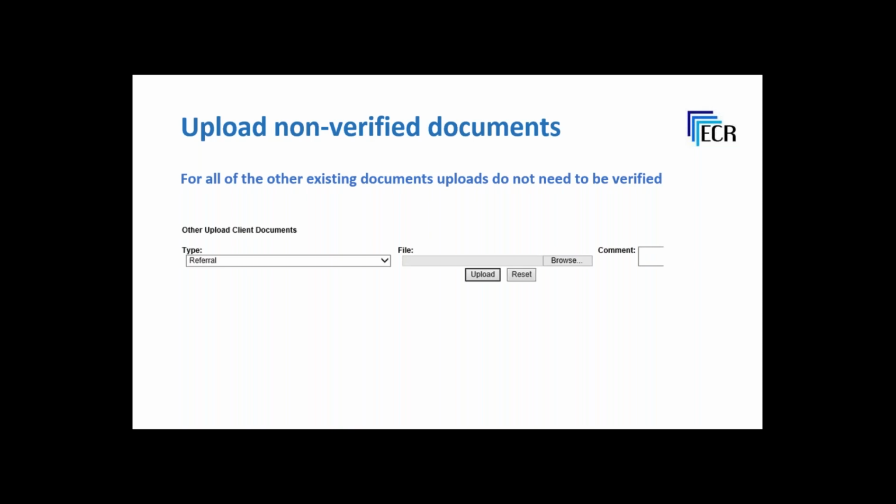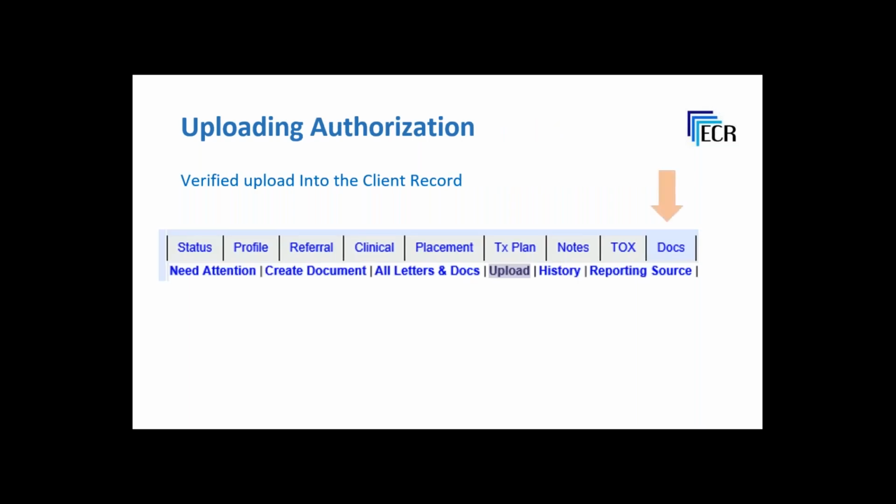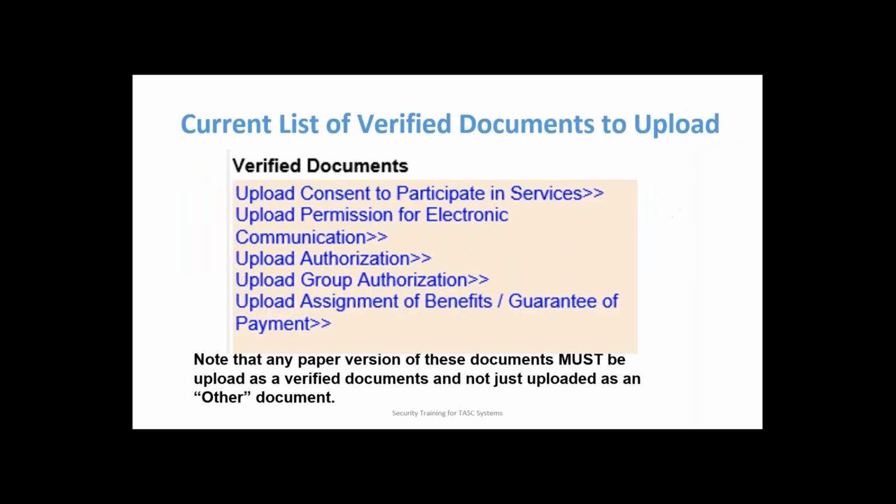ECR has set up in the document section an area called Other Uploaded Client Documents. If you had a referral form that you needed to upload into the client record, there's a section here. You select from a variety of types. In this example, you would click Referral. Then you would browse your computer for the file that you either scanned or faxed into your computer. You'd search for that, and then you would click the Upload button, and that would move it into the client record. So upload, docs, upload.